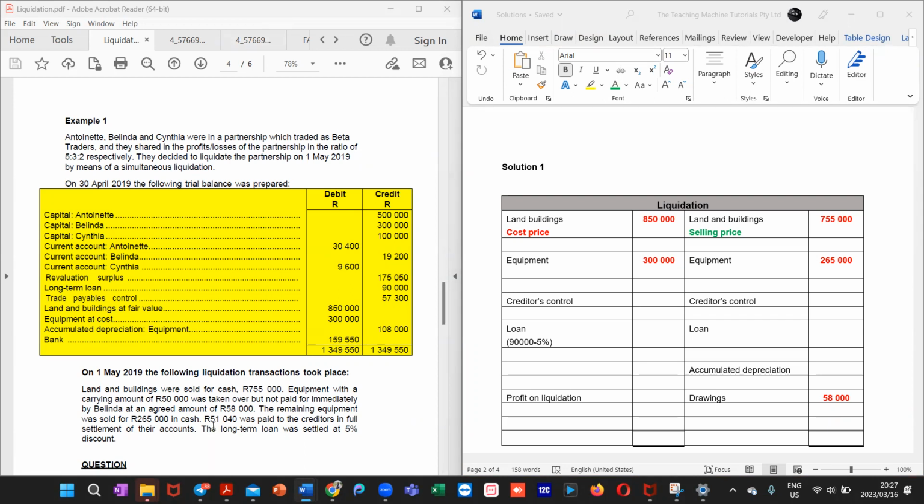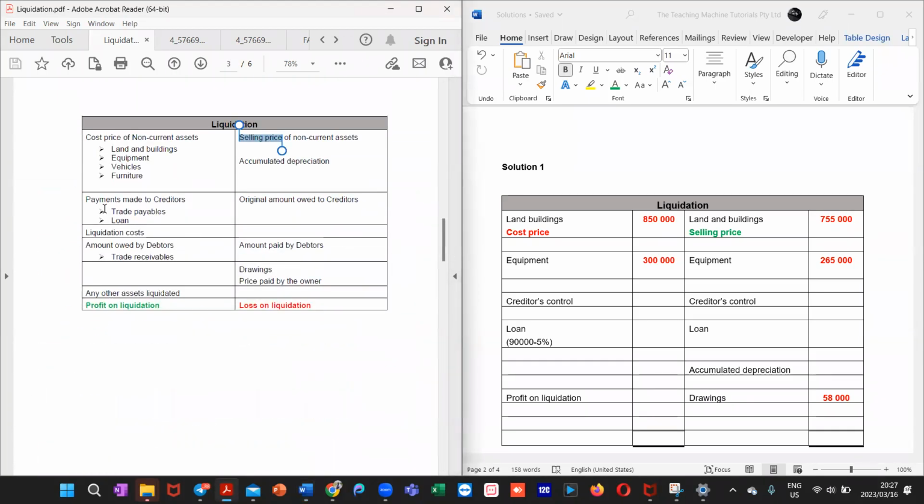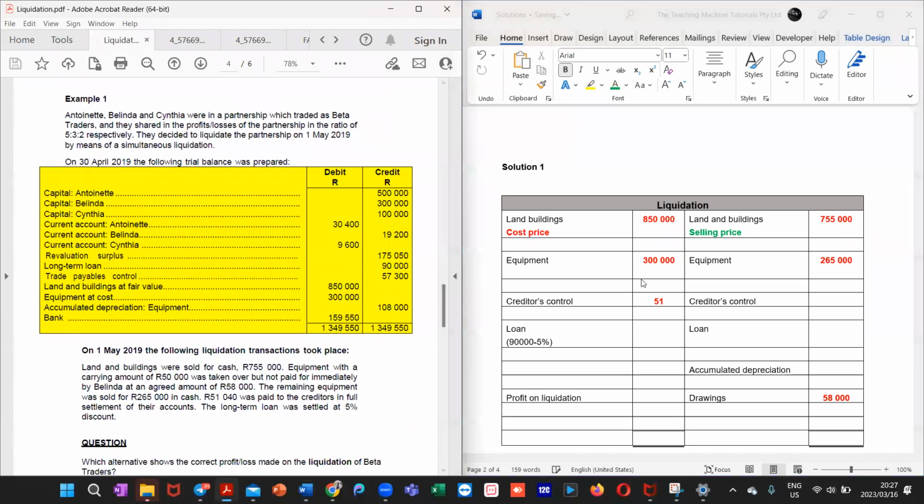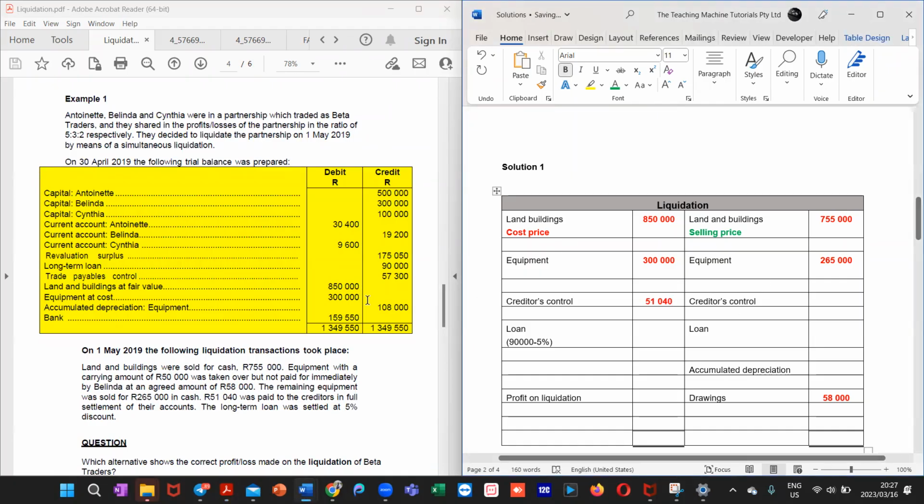And then it says here 51,040 was paid to creditors in full settlement of their accounts. Now, when you check on your format, it says payments made to creditors, whether it's trade payable or loan, should be recorded here. So the business will pay 51,040. And then here we record the original amount of the creditors control or trade payables, say 57,300. What will be paid and what is owed?